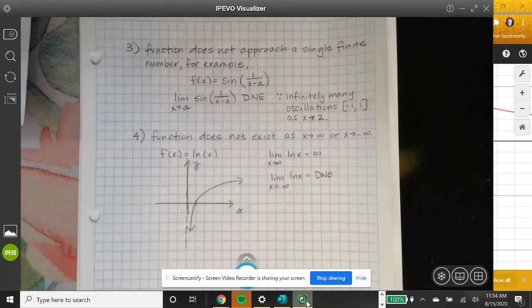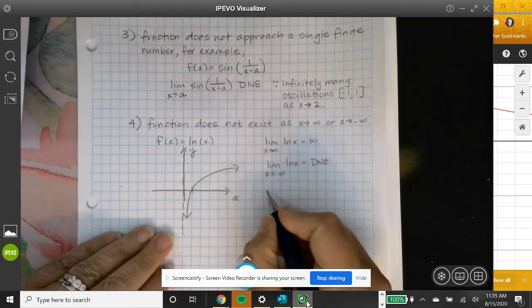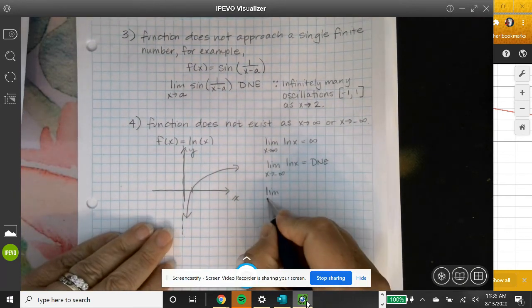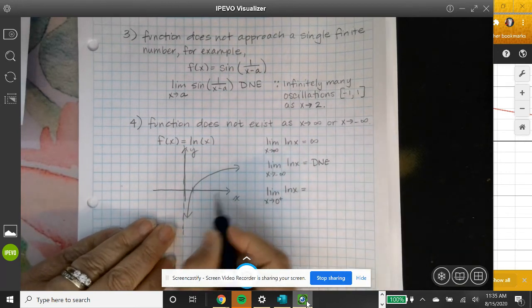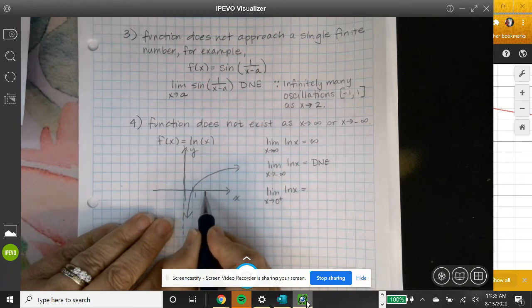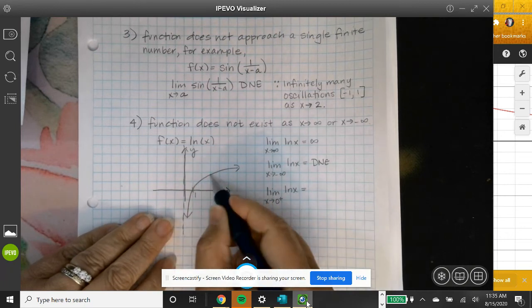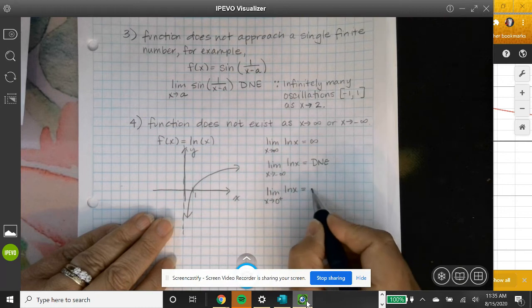There's another limit here that doesn't exist, and we can say that the limit as x approaches 0 from the positive side of our natural log function, well, as x gets closer and closer to 0, the y value is approaching -infinity here.